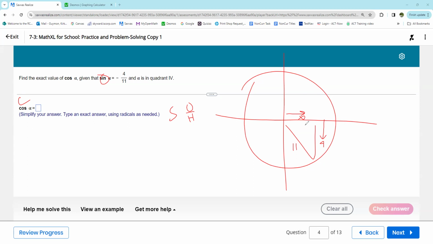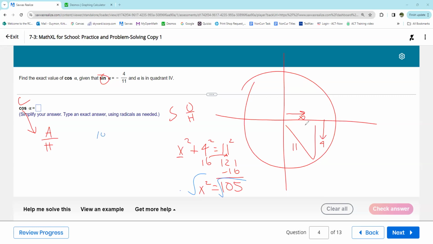So let's see, x squared plus 4 squared equals the 11 squared. When we go to cosine, remember that's adjacent over hypotenuse. And so we're looking for the adjacent right now. 121 here, 16, subtract the 16 to the other side. That's going to give us 105 being the x squared. Square root that, and we will have the square root of 105.